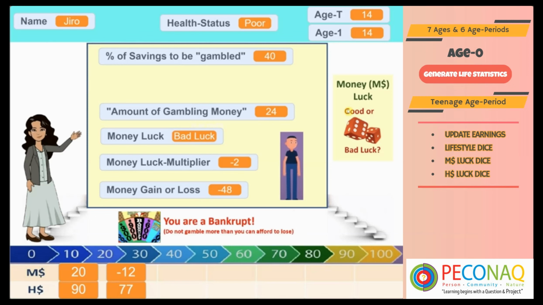Oh no, I have gambled and lost. I am now a bankrupt and in debt. I should only have gambled with what I can afford to lose.